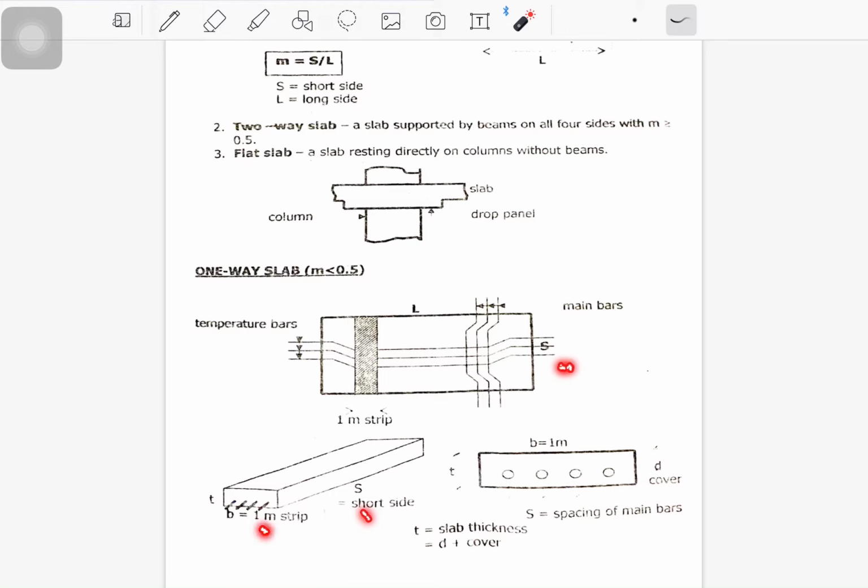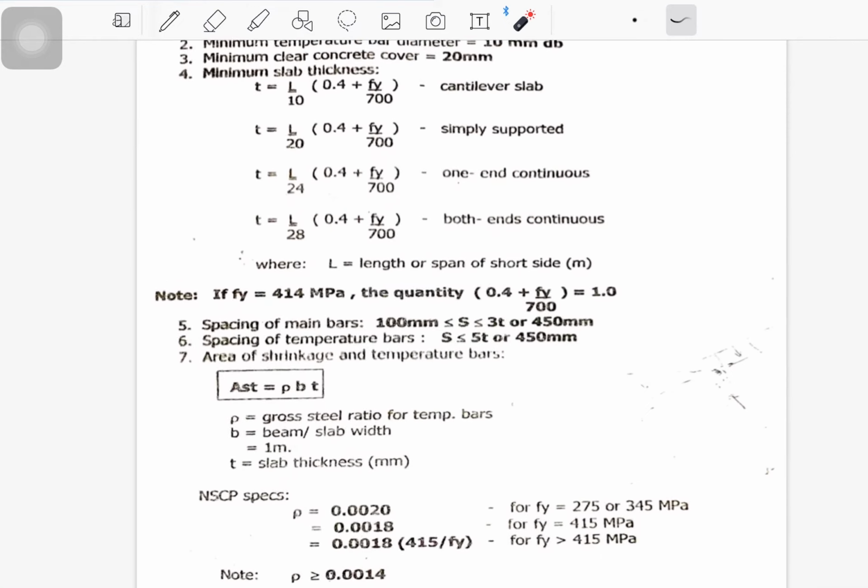Then you consider the 1 meter strip, and you have the thickness. And then you have the spacing of the main bar. Then the thickness is from the top to bottom of the slab, and then you have D and the cover. So T is the slab thickness, that is equivalent to D, or the effective depth, plus the cover.